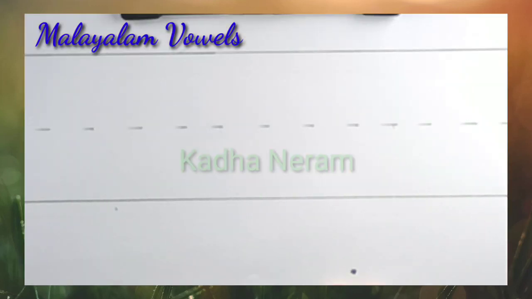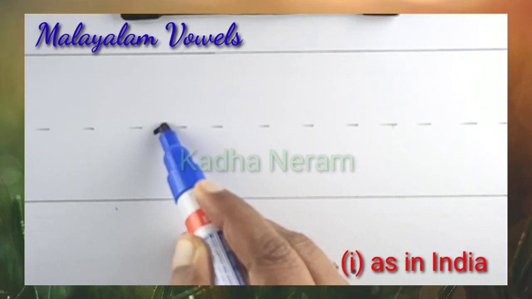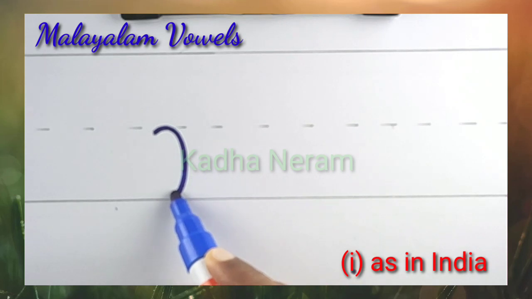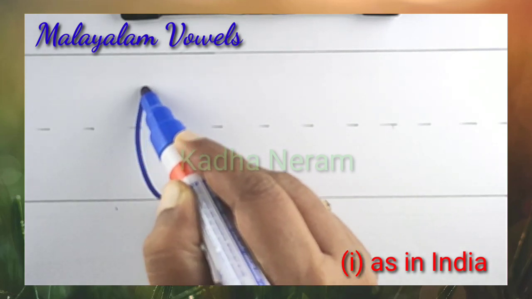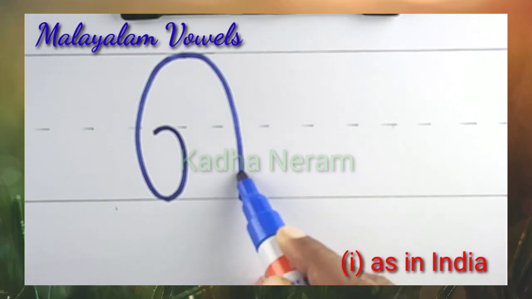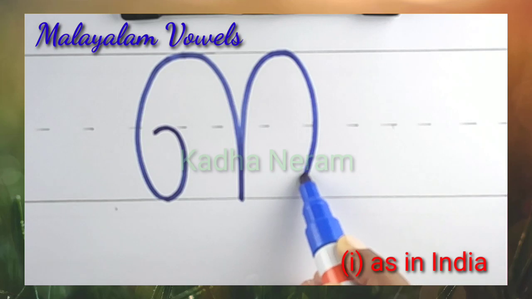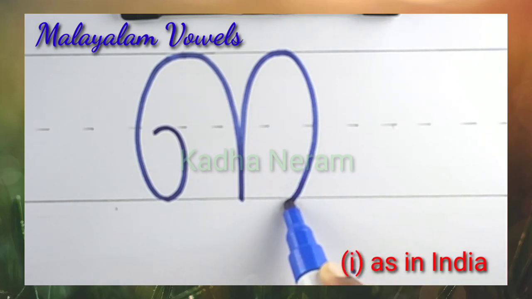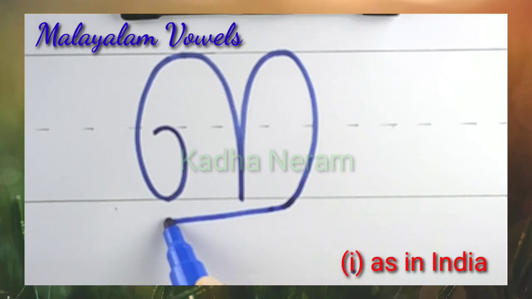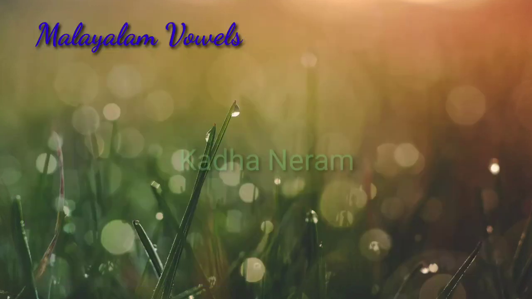Let's learn the third vowel, that is E. E will be starting from here. We'll go up. We come down here. Again, we go up here. And we come down. And here, now you're coming down the line. And we will go here and turn it like this.